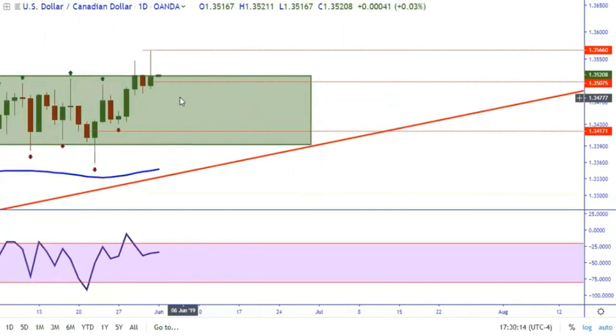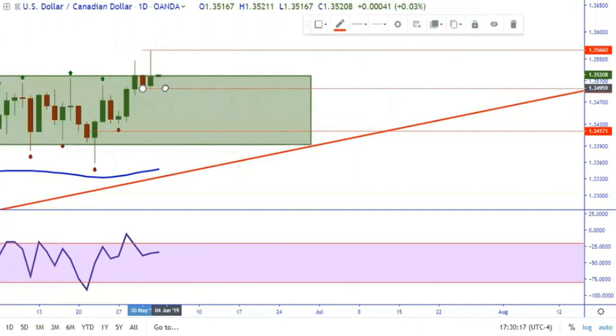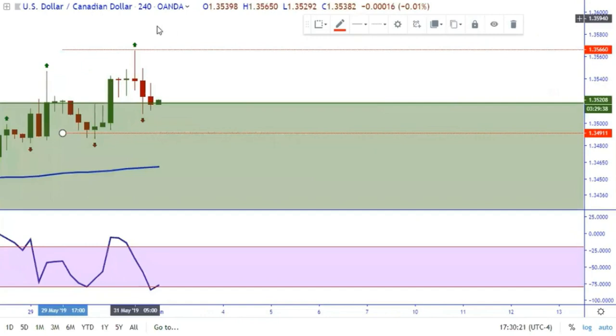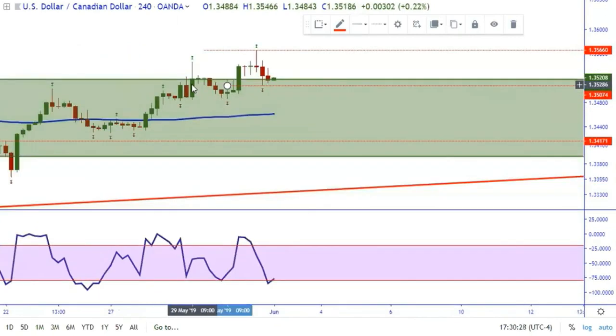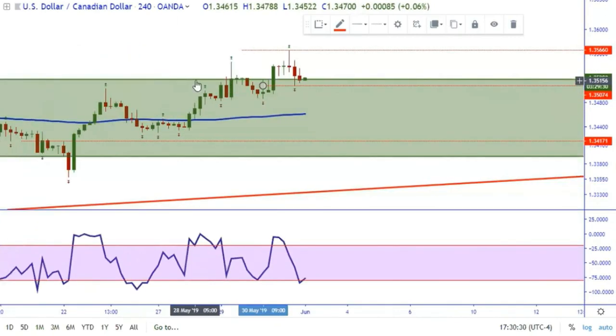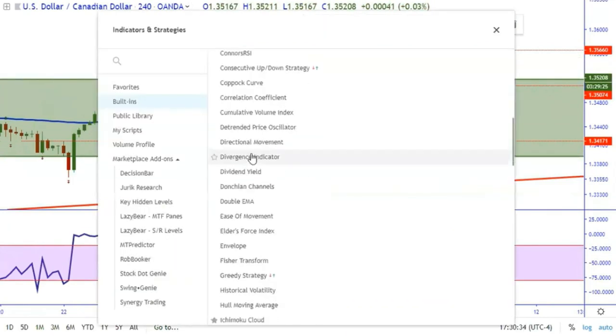Now, if I'm just going to stick with the daily, my entry would be right there. But we got a better entry on the 4-hour at this level right here. All right, so I'm looking for a sell stop there. And if you look at this, you probably have divergence.